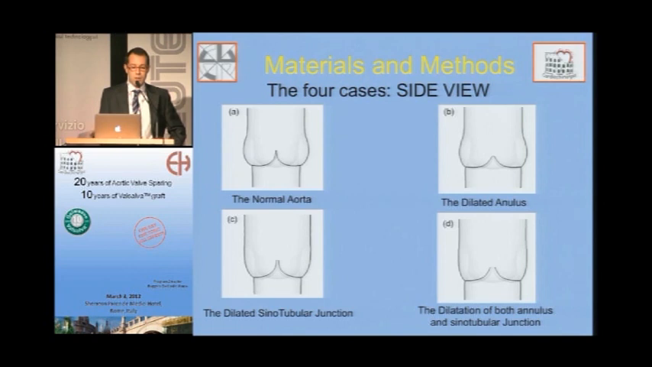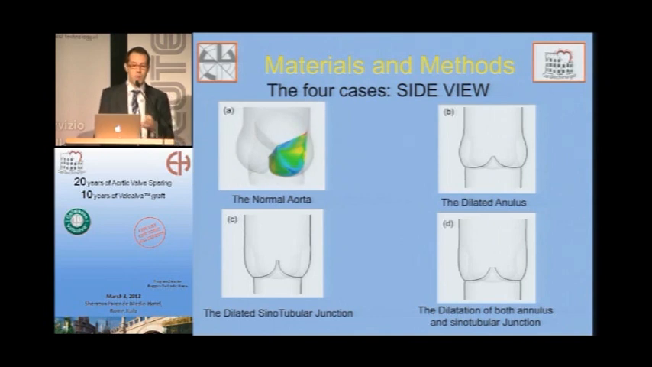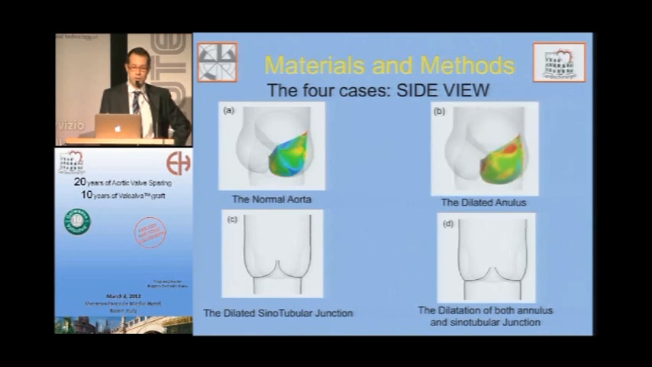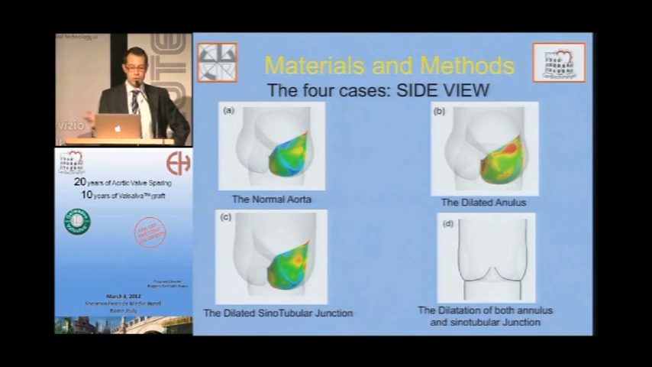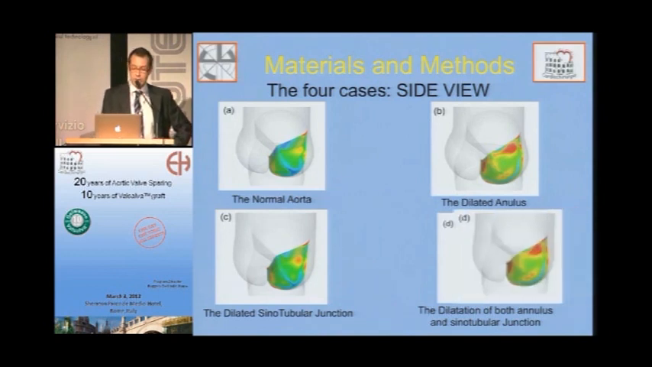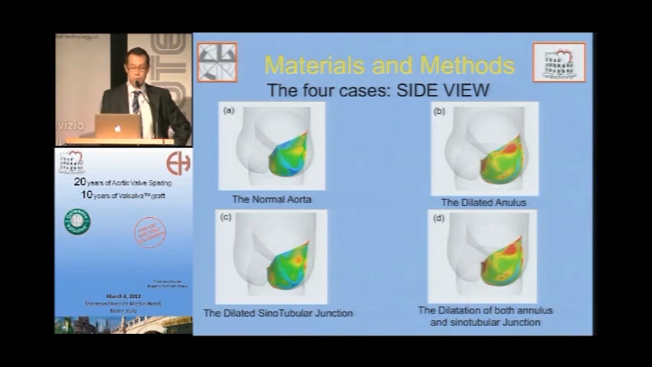When we run the same calculation, considering them from a side view, we obtain this. This is a normal aorta. You see the stress near the commissure, but nothing else. This is dilated annulus, free margin deeply involved, and commissure as well, and belly as well. Dilated sinotubular junction, close to normal aorta. Dilatation of both annulus and sinotubular junction. It's like this.